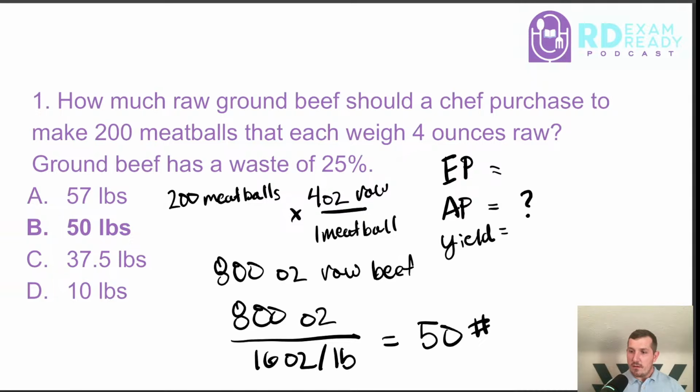So a question in the chat asked about EP, edible portion, right? In this case, there was no need to find the edible portion. Under a normal question, yes, it would be good to find the edible portion. However, in this case, remember, look at what they asked you: how much raw ground beef do we require? That's what that 800 ounces is going to be, okay? So your AP, your as purchased, is 800 ounces, and that's going to be your 50 pounds. Good question.